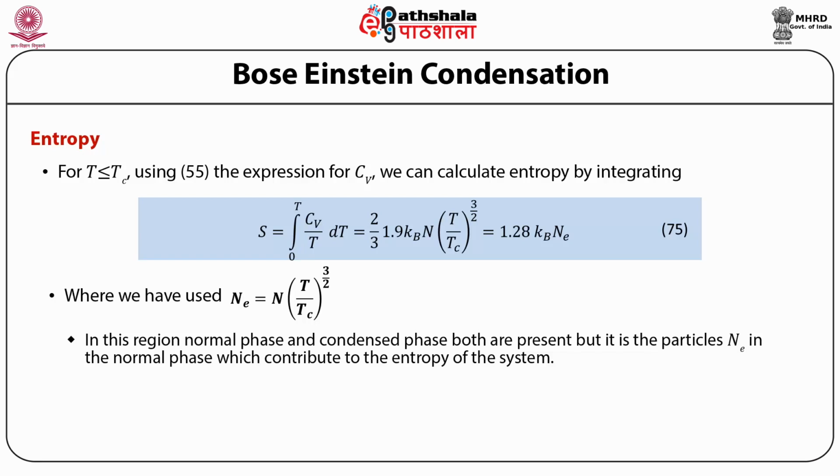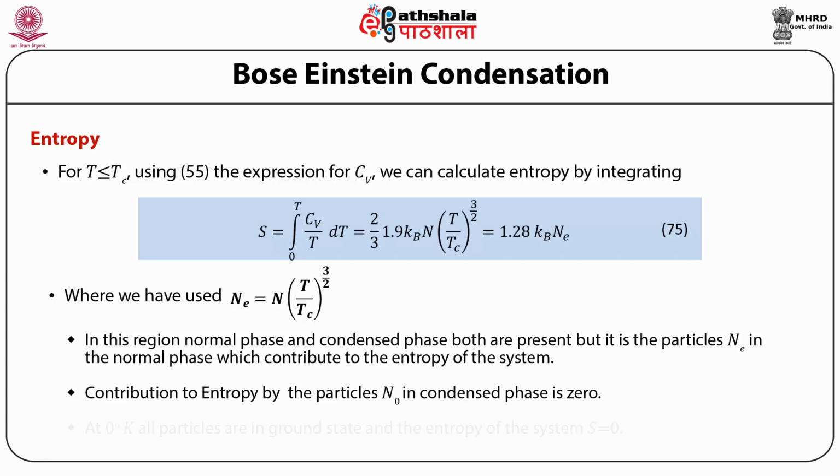In this region, normal phase and condensed phase both are present, but it is only the particles Ne in the normal phase which contribute to the entropy of the system. Contribution to entropy by the particles N0 in the condensed phase is 0. At 0 degrees Kelvin, all particles are in the ground state and entropy of the system S is equal to 0.